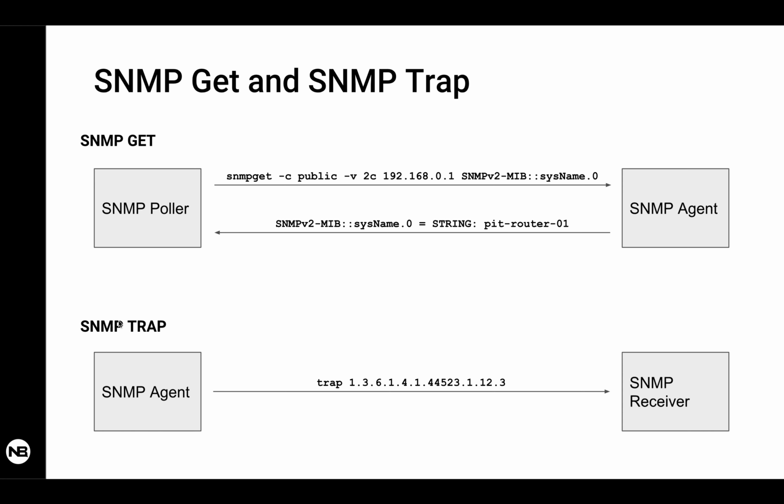SNMP trap is a little different. As you see here, in this case the agent, so the monitored device, sends a trap or a notification to the receiver, which is the server. Generally, the server could be the same where the SNMP poller runs. Sometimes they are different. It really depends on the configuration. But you can see here the message trap and then the trap ID, which defines the specific message that is being sent from the agent to the receiver.